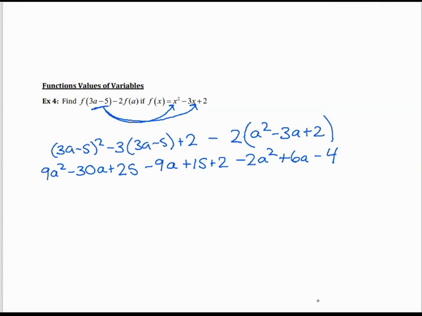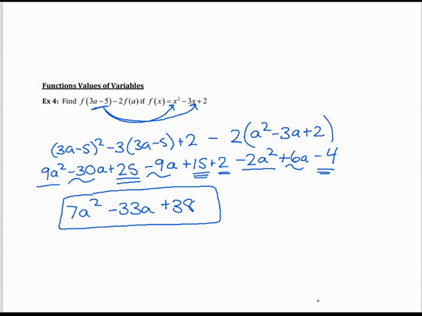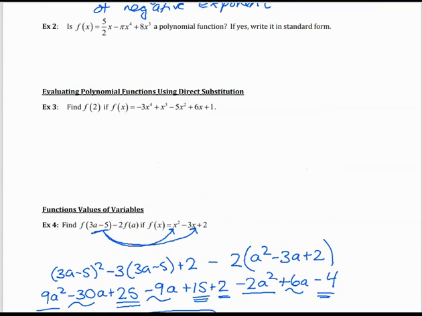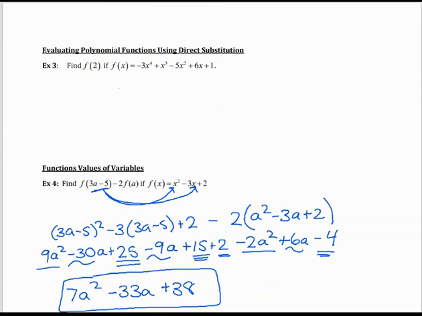Now I combine any like terms, so 9a squared and negative 2a squared makes 7a squared. Let's see, negative 30a and negative 9a is negative 39a, plus 6a, so that would give me minus 33a. And then we have our constants. 25 plus 15 gives me 40, plus 2 is 42, minus 4 is 38. And there's my evaluated result. Okay, so go back to make sure to do number 3, but much more basic.